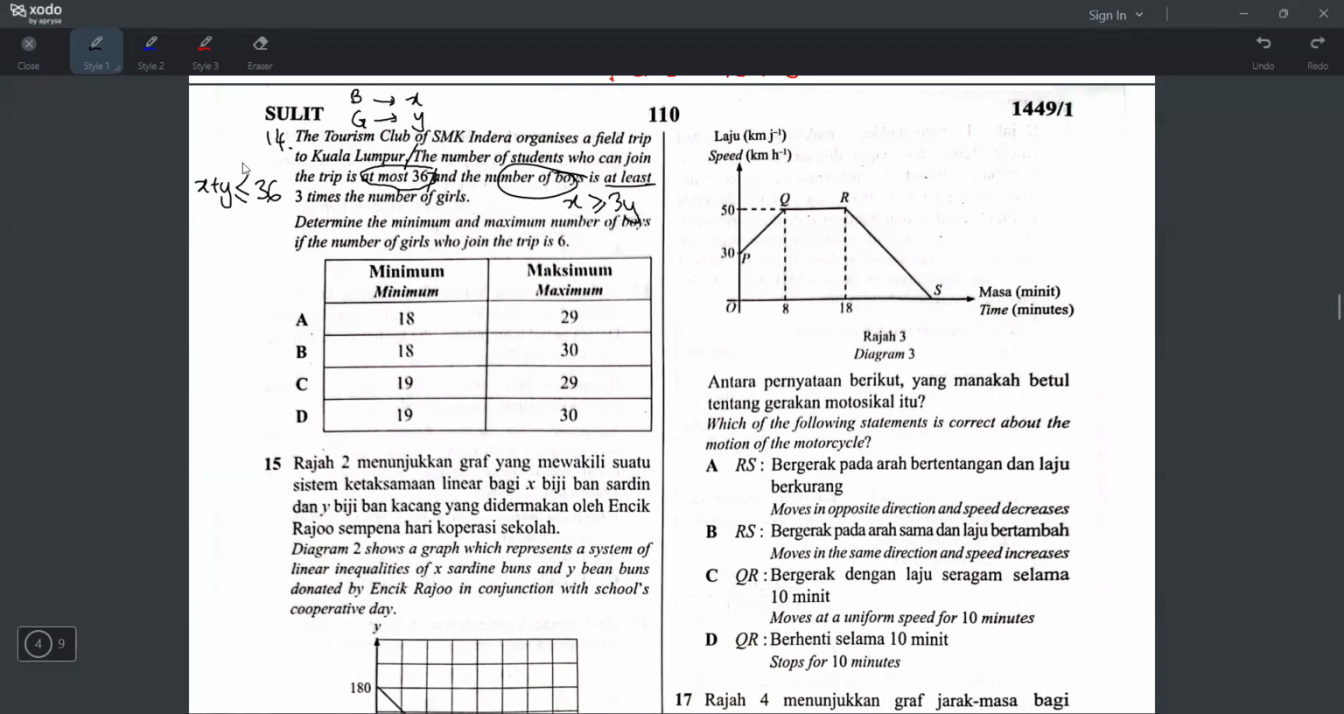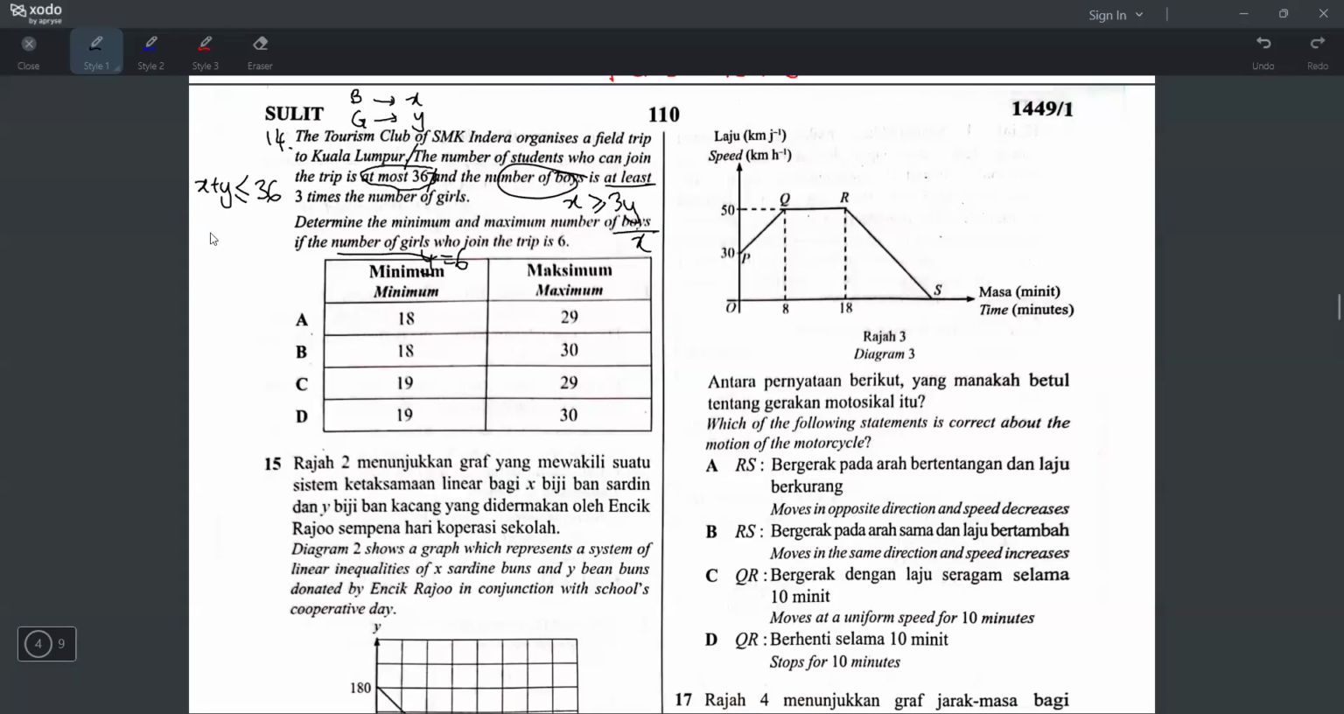And then lepas tu dia kata apa? Determine the minimum and maximum number of boys. Boys is X. So dia nak cari X. If the number of girls who join the trip is 6. Number of girl is Y. So Y is equals to 6. Maksudnya kita boleh ganti 6 dalam sini and dalam sini lah.